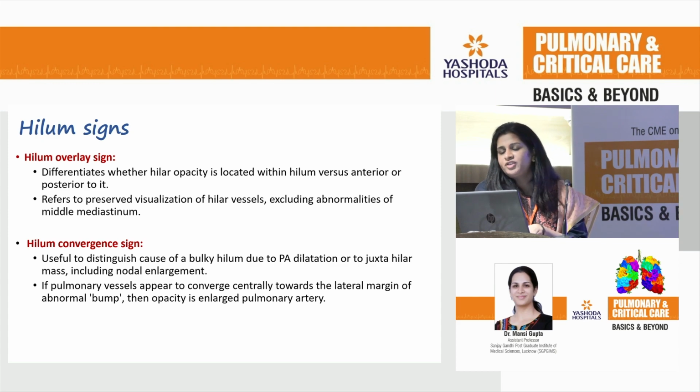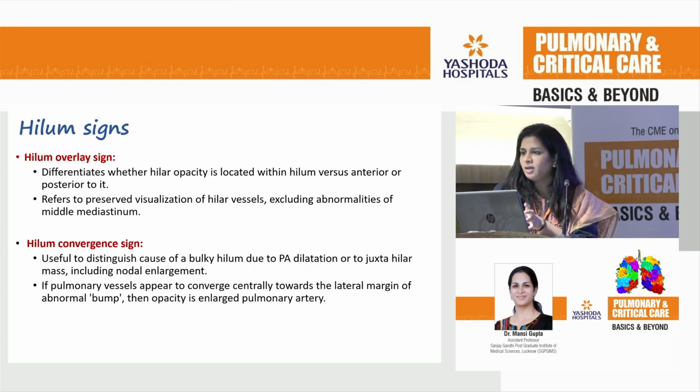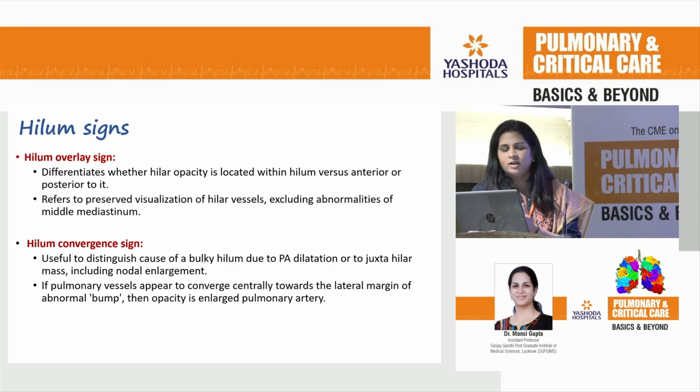This is about two signs which sometimes the residents are asked about: hilum overlay sign and hilum convergence sign. So hilum is basically a part of mediastinum. So the overlay sign tells you whether the opacity is in the middle mediastinum or the hilum proper, or is it anterior or posterior to it. So if your visualization of the vessels is preserved, then probably it is not in the middle mediastinum, it is behind it or anterior to it. In hilum convergence, it tells you about whether it is a vascular pathology, pulmonary vascular pathology in the hilum, or a nodal mass. So normally nowadays these signs have no meaning except for the exam going people, because now CTs have made your life much easier.